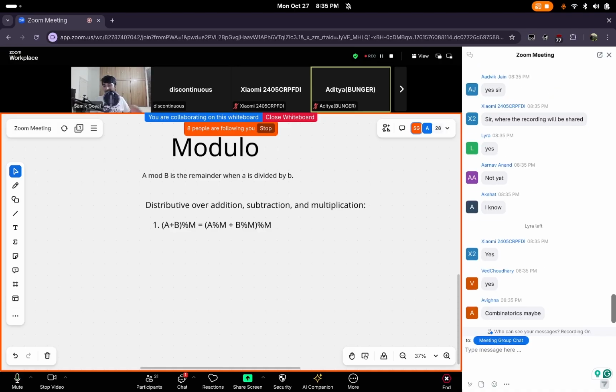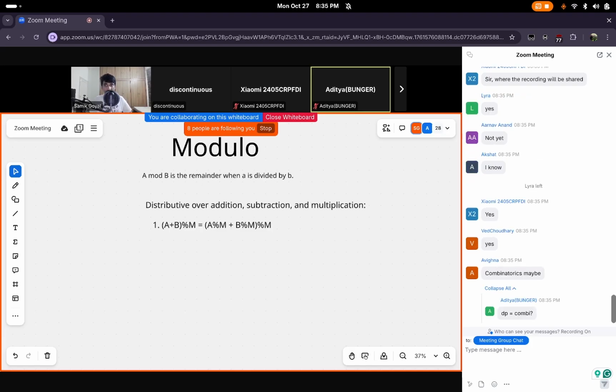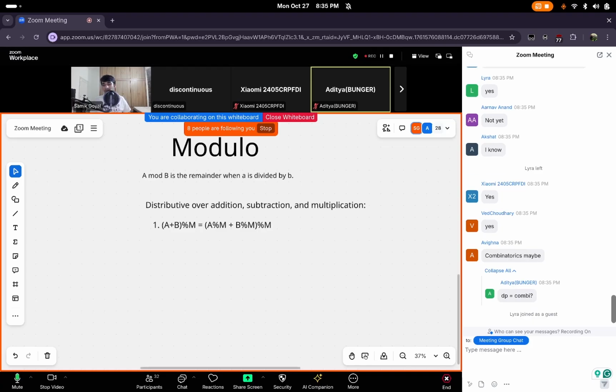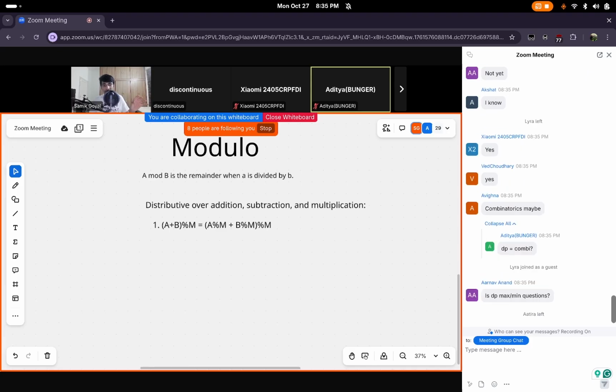Say you have some sort of a problem where you have n integers and you have to calculate their sum mod m. Now, if you calculated the sum first and then modded it, that might overflow because you're adding, say, 10 to the 5 numbers. That can easily overflow. But with this, what you can do is you can modulo each number individually, and then after every sum operation, mod it.